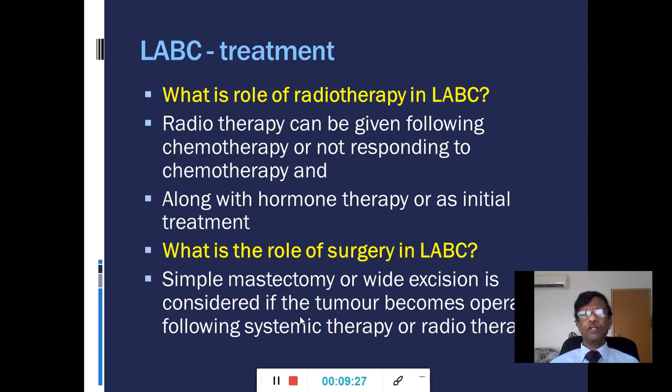What is the role of radiotherapy in locally advanced breast carcinoma? Radiotherapy can be given following chemotherapy or when not responding to chemotherapy, along with hormone therapy, or as an initial treatment. So I have already told you when you may have to give.